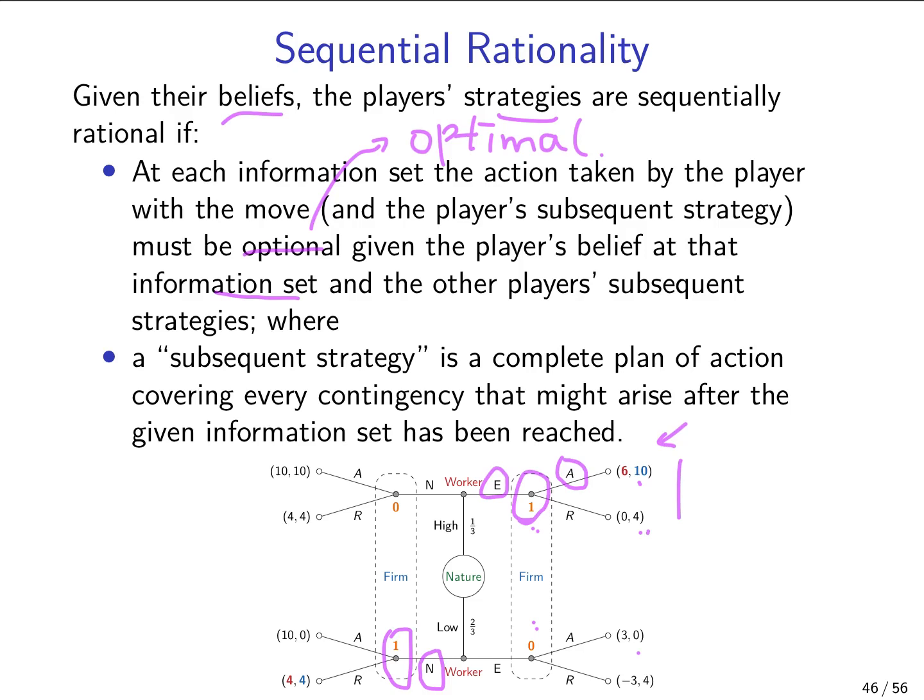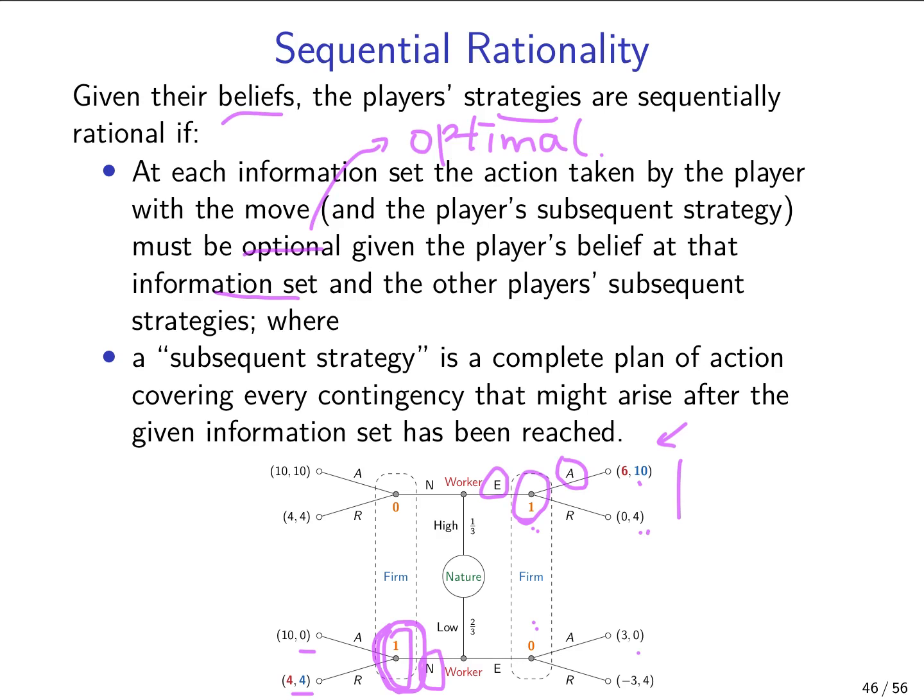And given that the firm observes no education, then hiring the worker as a receptionist is going to be optimal because 4 is greater than 0, right? Because given that we have a belief that we are here for sure. Okay? So that's optimal on the part of the firm. So in that case, we say the firm is sequentially rational.